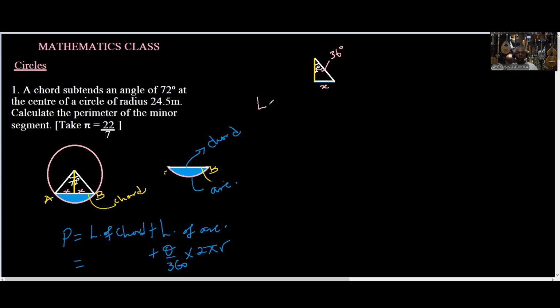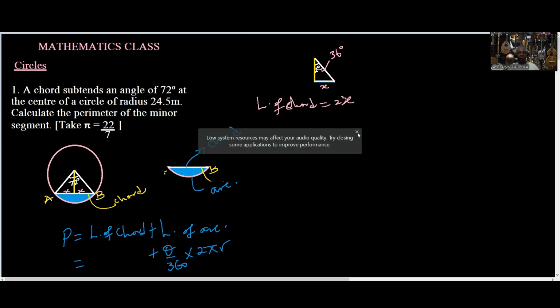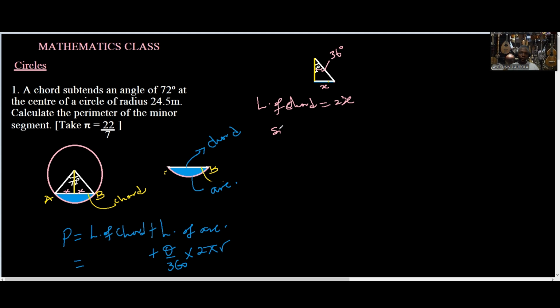So length of chord will be 2x because that's x plus x. But let's find x first. To find x, we use opposite and hypotenuse. Sine 36 equals opposite over hypotenuse. Sorry, the hypotenuse is 24.5. That's the radius, in meters.